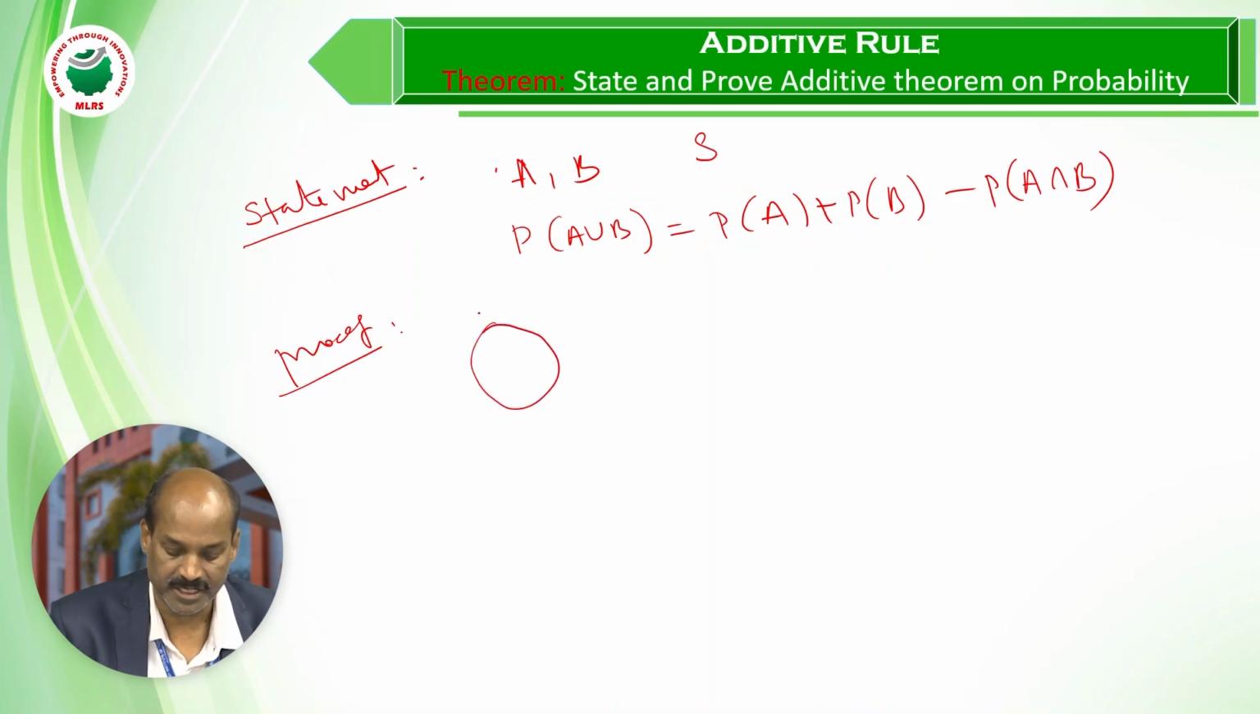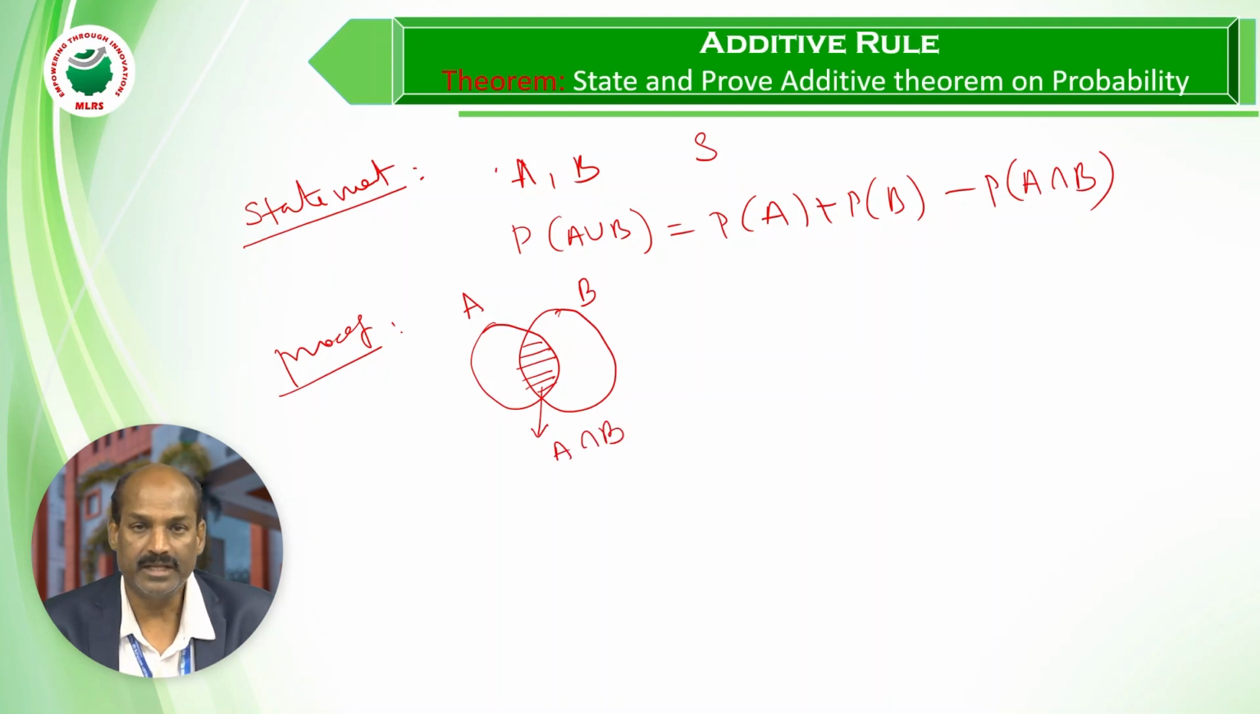Suppose this is set A and let this be set B, and this part is the intersection of A and B, and we denote this by A intersection B. Here A and B are both not disjoint sets. Not disjoint sets means they are intersecting. So here the intersection part is A intersection B.